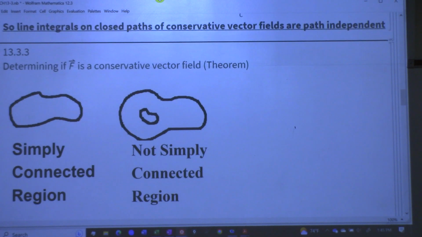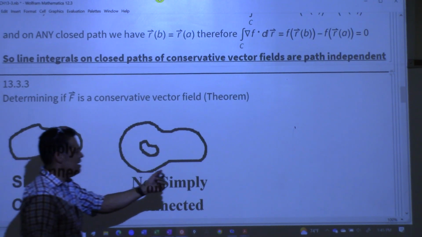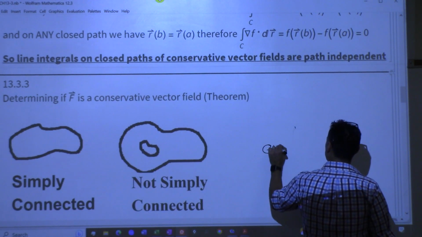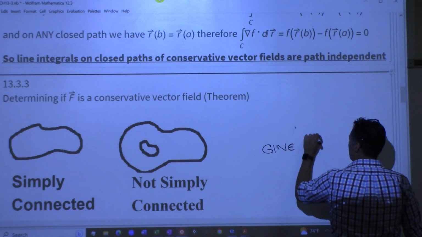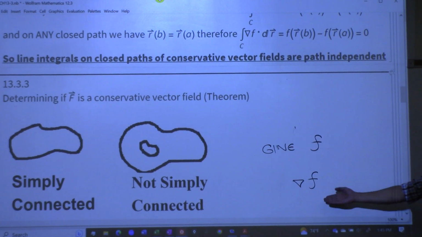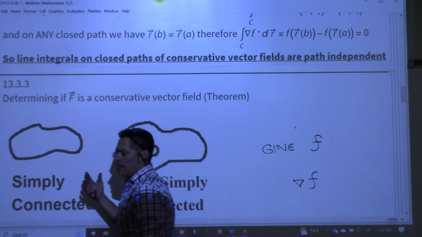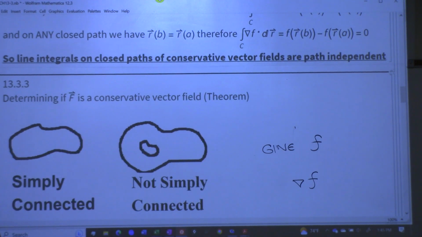Our bigger thing now is, can we figure out whether or not a field is conservative? If I give you a scalar function f, then you can always calculate the gradient, and you know that's conservative by definition. So everything's going to be nice. But what if you have a field and you don't know where it came from? Can you figure out if it's conservative?